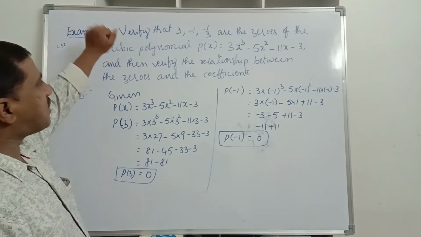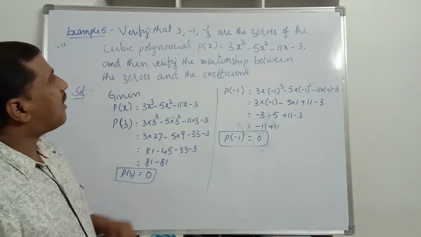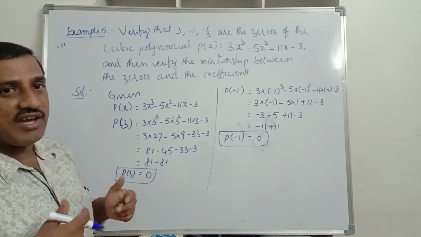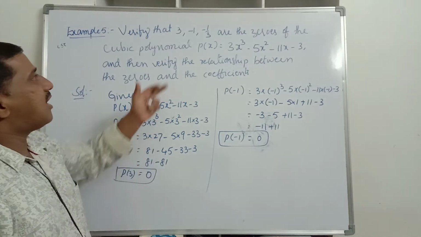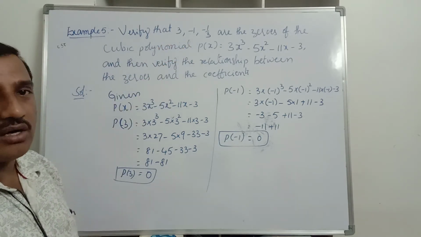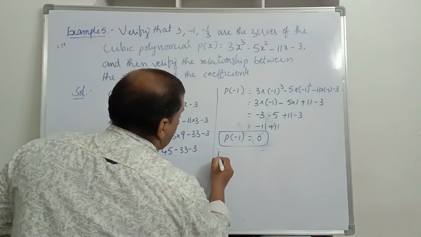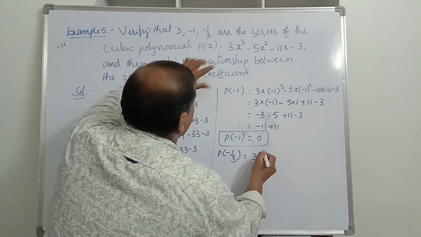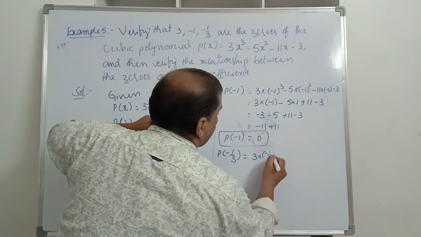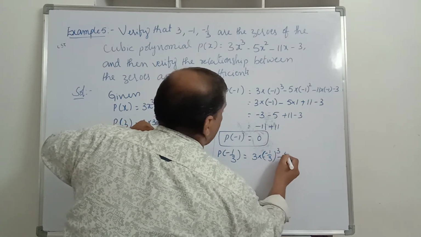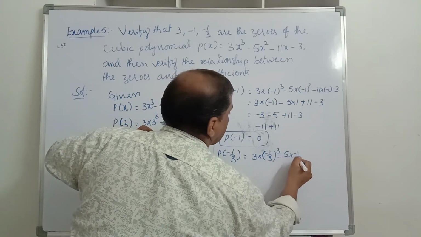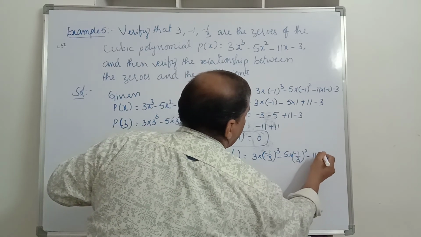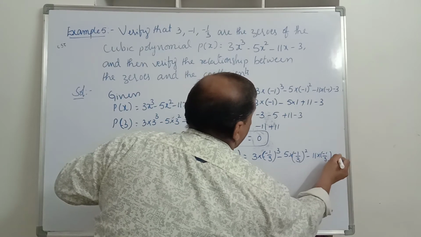Similarly, substitute x equals minus 1 by 3 and simplify, whether you are getting 0 or not. If you get 0, then we can say that minus 1 by 3 is also a zero of the given polynomial. That is p of minus 1 by 3 is equal to 3 into x cube, means x is equal to minus 1 by 3 whole cube, minus 5 into x square, means it is minus 1 by 3 whole square, minus 11x, means it is 11 into minus 1 by 3, minus 3.